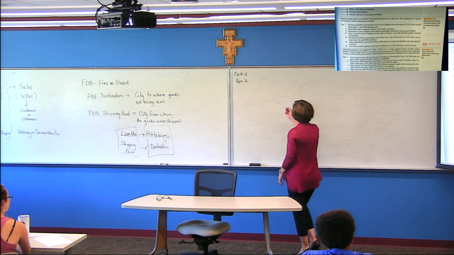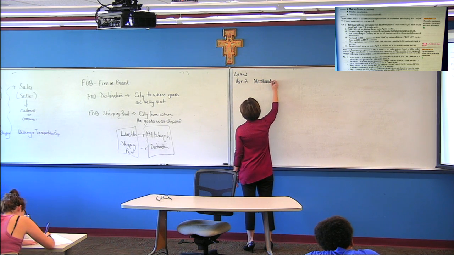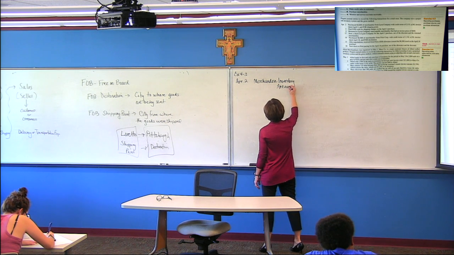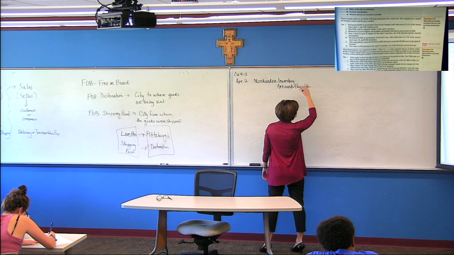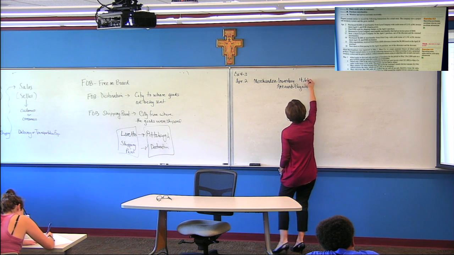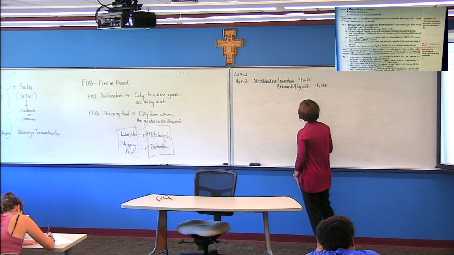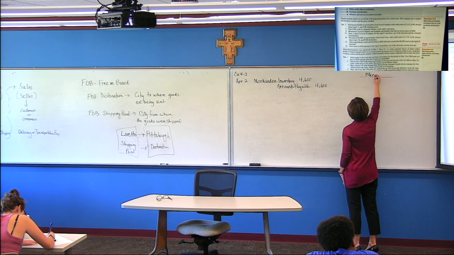Debit merchandise inventory. Credit accounts payable. And the amount is $4,600. That's the gross amount. We don't worry about the discount unless we actually end up taking the discount. So I got merchandise inventory over here.